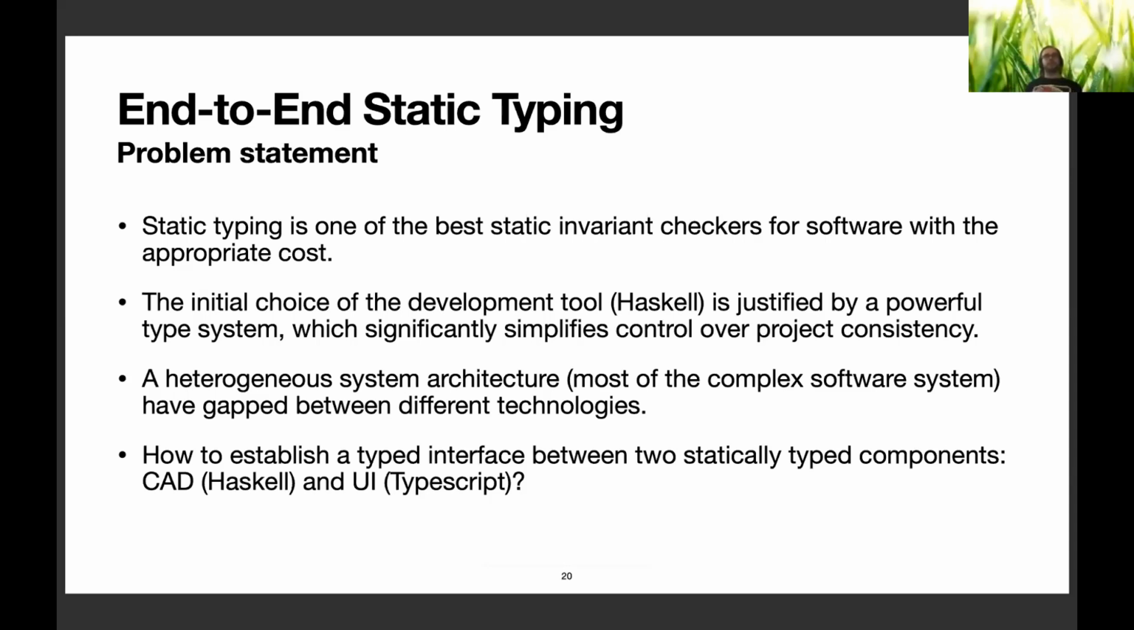We don't need to spend a lot of work to check consistency, because if we did it in dynamic programming languages, we would need to write a lot of tests. We have two parts of our project. One part is written in the statically typed programming language Haskell. Another part is a user interface written in the TypeScript programming language, also statically typed. How can we automatically check consistency of those two components by the type system, not by hand, by unit tests and so on?